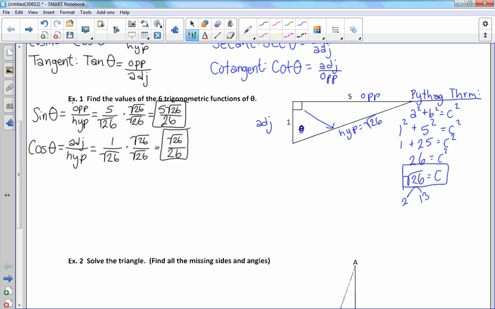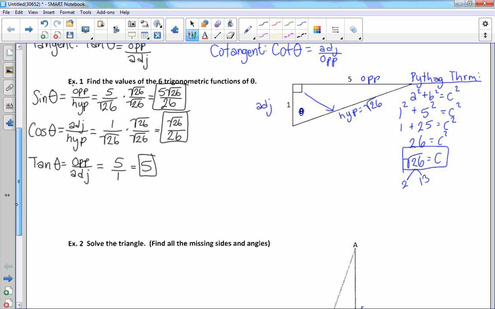This doesn't always happen. Because when we're on tangent, we're not going to have to do it. Tangent theta, SOHCAHTOA, TOA, opposite over adjacent. Okay? TOA. Remember, it's the opposite over adjacent ratio. Good. 5 over 1. Do we have a problem with the denominator here? No. So we can just say it's 5. So that one's nice. Okay? Because we passed for all 6, we're going to keep going.